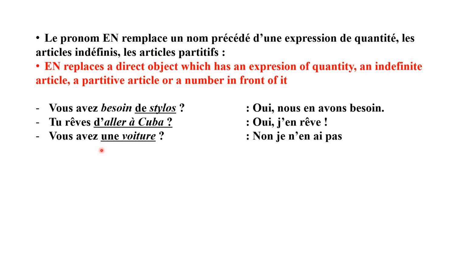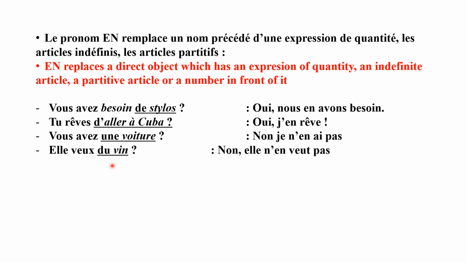Vous avez une voiture. This can either be a number or it can be an indefinite article. Either way, replace it with en. Non, je n'en ai pas. I don't have any car. Je n'en ai pas. If it was positive, you can say oui, j'en ai une. I have one. Or j'en ai deux. I have two. If you're very rich, oui, j'en ai beaucoup. Yes, I have many. D'accord?